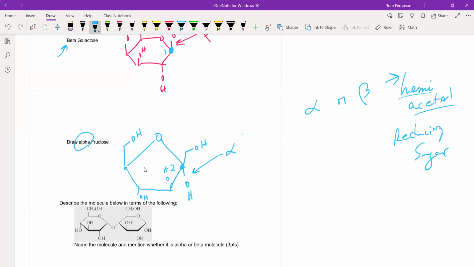Now, let's analyze this. We have OCO, so that's a yes. Do we have an OH present? Yes, off that anomeric carbon. Do we have a hydrogen present? No. So that makes that a hemiketal. So as far as our class is concerned, this is not a reducing sugar.